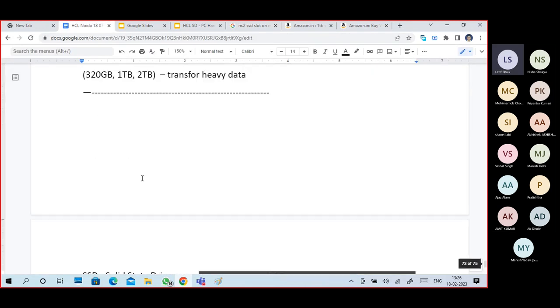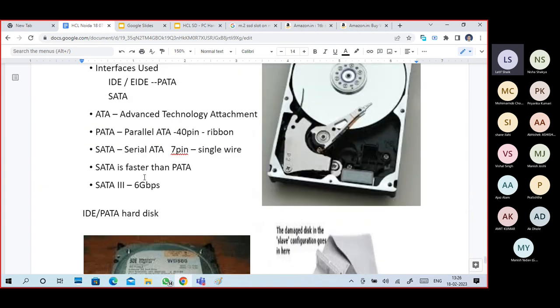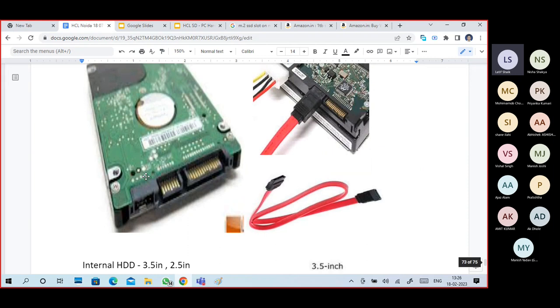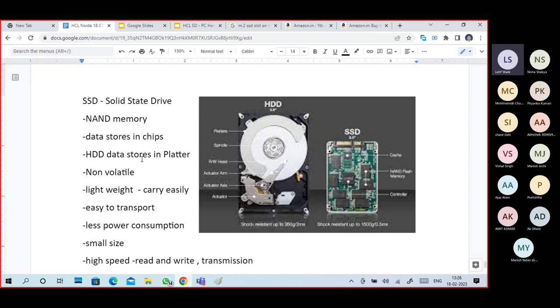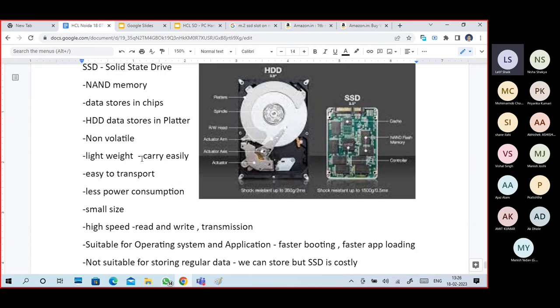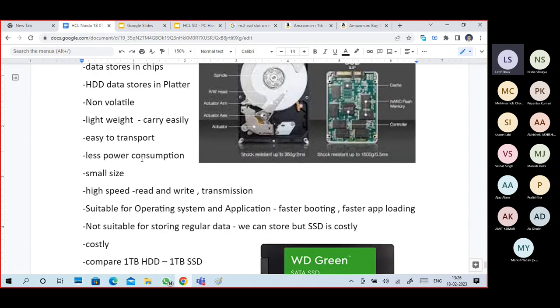Okay, guys, this is the difference between hard disk and SSD. SSDs are a NAND memory type. Data is stored in chips. In a hard disk, data is stored in the platter. A hard disk is heavier compared to an SSD. An SSD is lighter weight, has less power consumption, is easy to transport, and is small in size. SSDs are more suitable for the operating system and applications, so they provide faster booting and faster application loading. And it is not suitable for regular data storage.